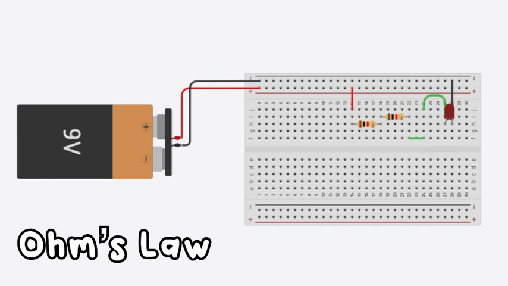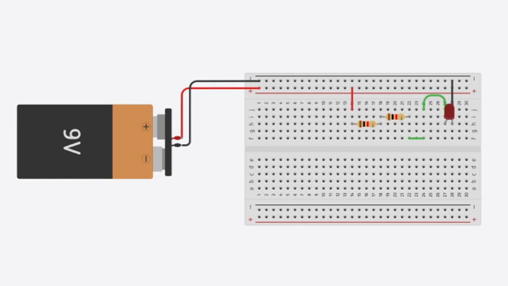Step 3. Apply Ohm's law. Use Ohm's law to relate voltage, current, and resistance. Ohm's law is represented as V equals I times R, where 1. V is the voltage across a component. 2. I is the current flowing through the component. 3. R is the resistance of the component.